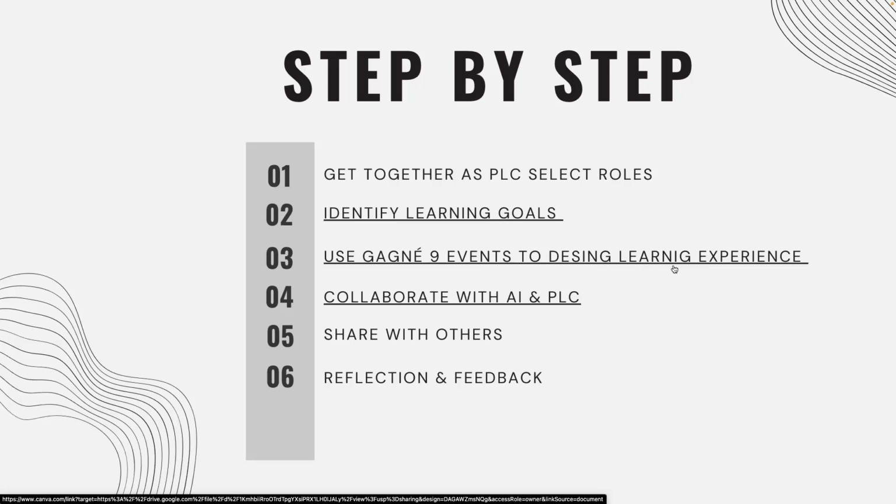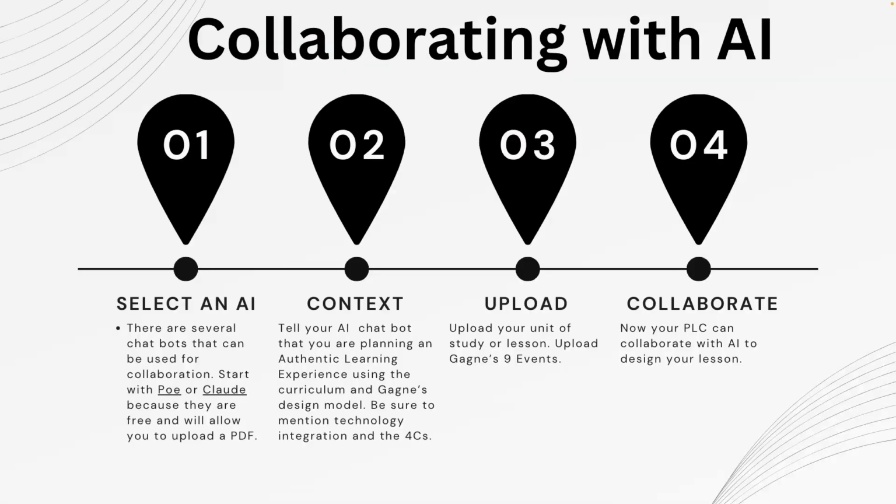Here are the steps. Again, just as a reminder, you're going to get together as a PLC, identify your lesson plan, your goals, use the 9 events, and collaborate with AI, right? So you want to look over those 9 events just so you're familiar with them. So this is how the actual collaborating with AI works. These are the steps. This is in text format. I'll go over that real quickly, and then I'm going to hop out and show you exactly how to do everything that's right here.